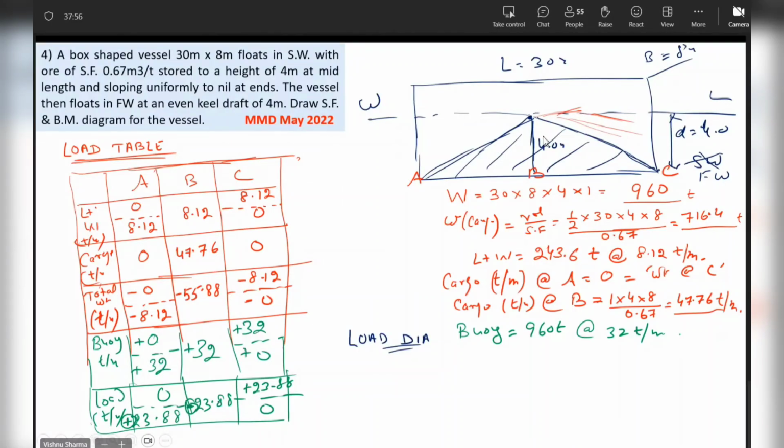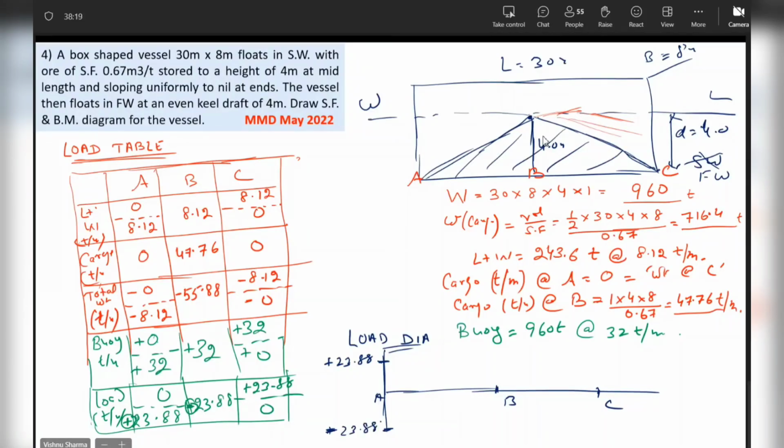We have plus 23, minus 23, so we'll have equal values on both sides. We have A, we have B, and we have C. Okay, we have plus 23.88. The same distance I can take on the other side. Don't worry about the scale here, minus 23.88.